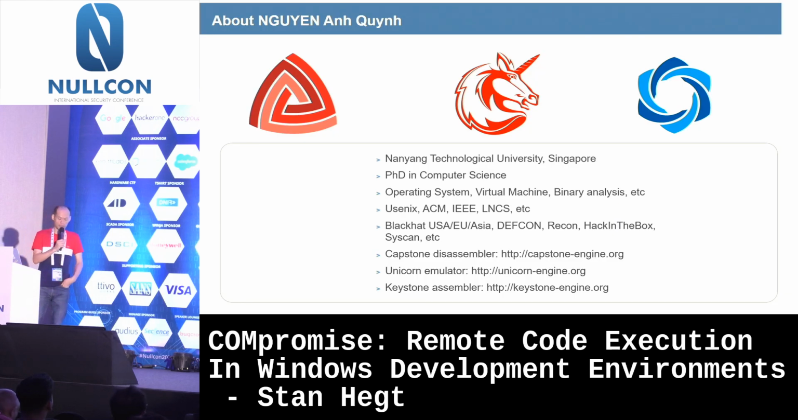So a bit about myself. My name is Nguyen Anh Quynh, and I'm working at Nanyang Technological University in Singapore. I'm doing research, mostly on low-level stuff like operating systems and virtual machines. In the last few years, I spent a lot of time working on binary analysis. I happen to be the author and maintainer of a few reversing frameworks like the Capstone Disassembler, Unicorn Emulator, and Keystone Assembler.